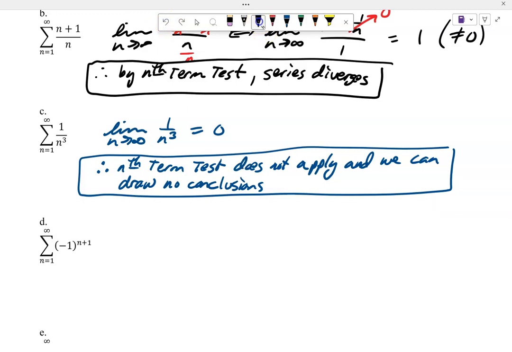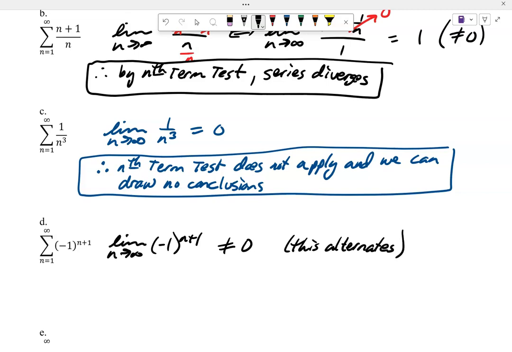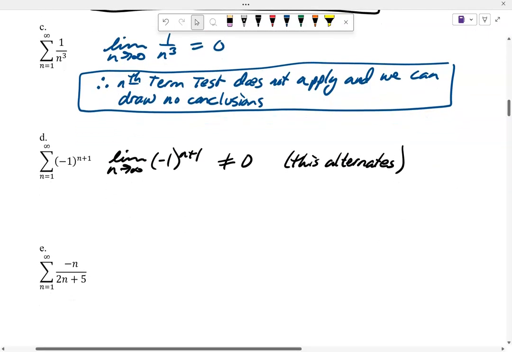All right, how about this next one here? We've got the limit as n goes to infinity of (-1)^(n+1). So notice this will just alternate between -1 and 1 based on the value of n, right? This is an alternating series. So the limit is definitely not 0, right? This alternates, so the limit is not 0. Well, as long as the limit's not 0, we can conclude it diverges.